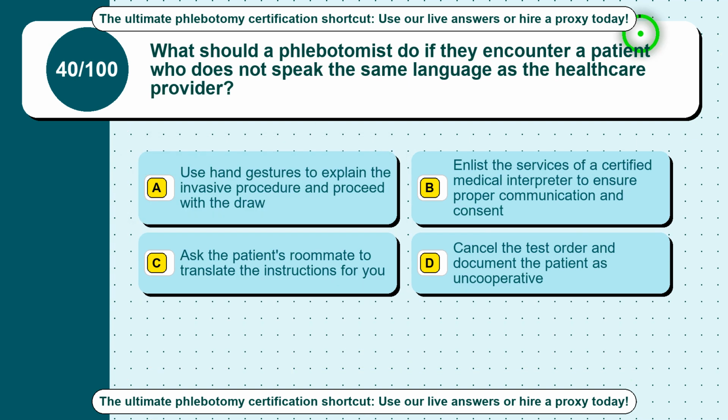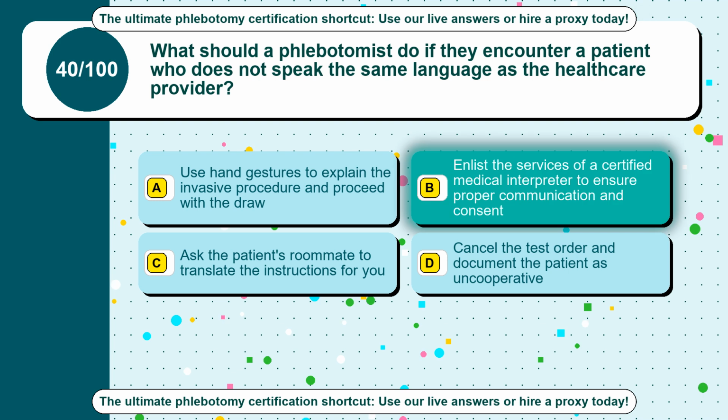Question 40. What should a phlebotomist do if they encounter a patient who does not speak the same language as the healthcare provider? Option A. Use hand gestures to explain the invasive procedure and proceed with the draw. Option B. Enlist the services of a certified medical interpreter to ensure proper communication and consent. Option C. Ask the patient's roommate to translate the instructions for you. Option D. Cancel the test order and document the patient as uncooperative. The correct answer is option B.